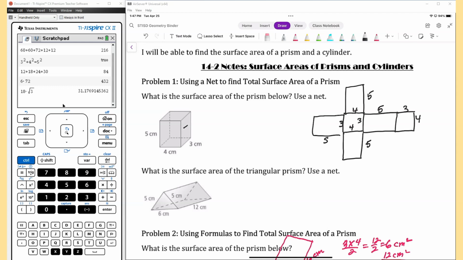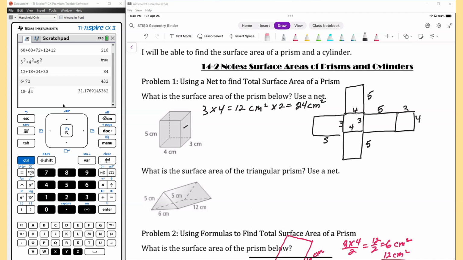I know that the top and the bottom face have the same dimensions, 3 by 4. So 3 by 4 equals 12 centimeters squared. Now there is a top and a bottom face, so that's going to be times 2. So that's going to give you 24 squared centimeters.